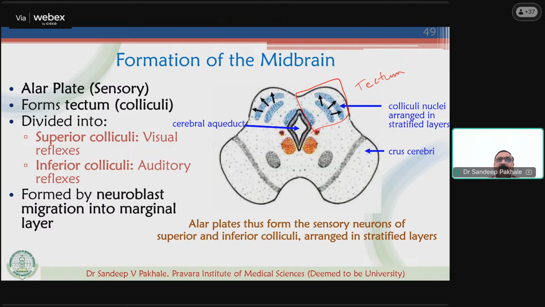The superior colliculi act as the center for visual reflexes, coordinating eye and head movements in response to visual stimuli. The inferior colliculi function as an auditory relay and reflex center, processing sound-related inputs. So auditory reflexes are mediated by the inferior colliculi. These structures are formed by migration of neuroblasts into the marginal layer, where they organize into layered nuclei.